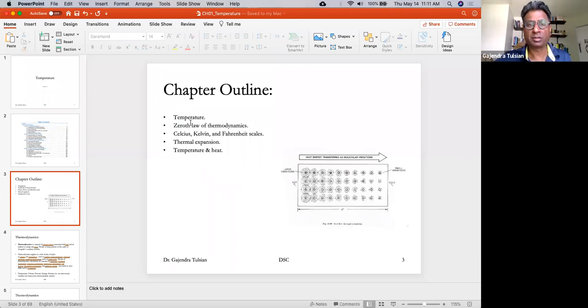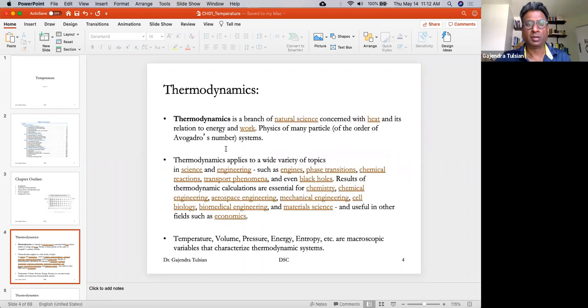Okay, so these are the topics we'll cover. Temperature, will define temperature, give you a technical definition for temperature. We'll look at the laws of thermodynamics. We'll look at thermal expansion, which will be relevant to engineering problems, and we'll study heat.